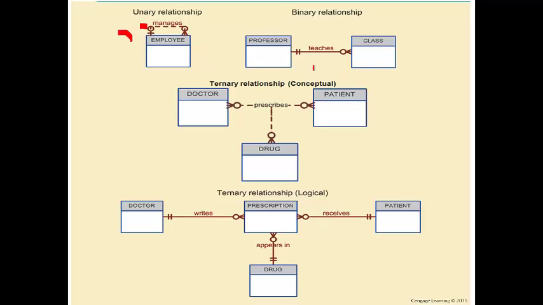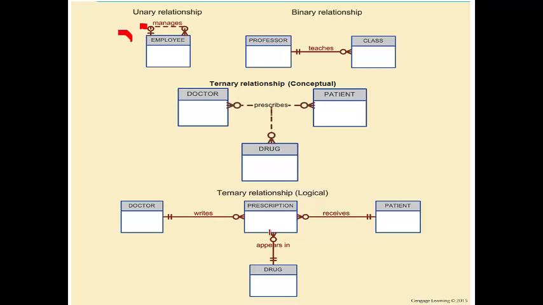Here's a binary relationship. The professor teaches 0, 1, or many classes. The class is taught by one and only one professor. Here's a nice ternary relationship where we have a doctor, a patient, and a drug, and we have a prescription. A doctor prescribes many patients. A doctor prescribes many drugs.